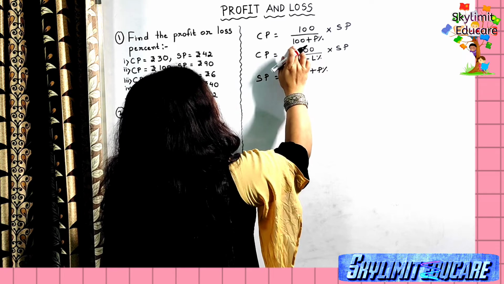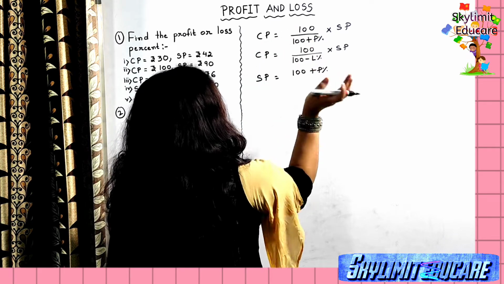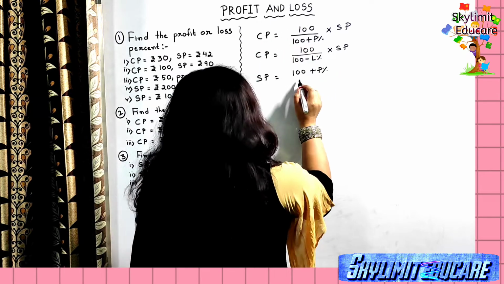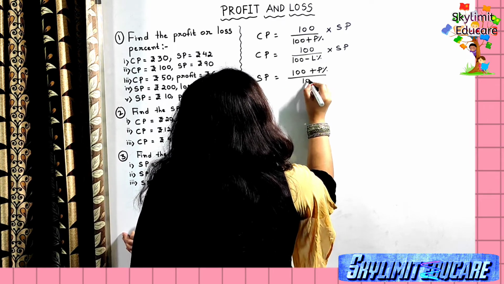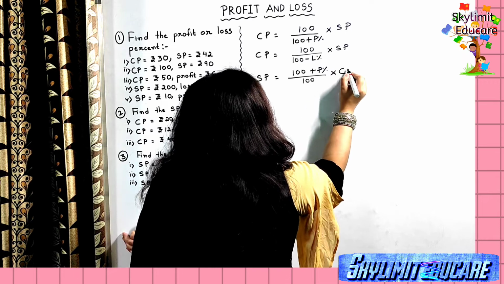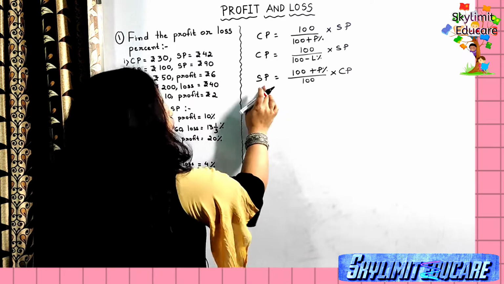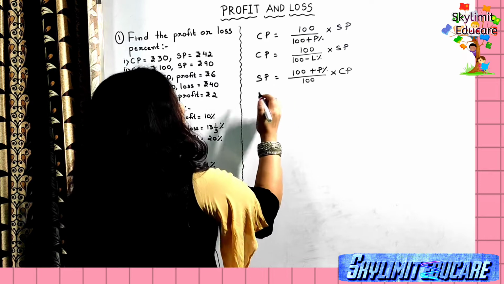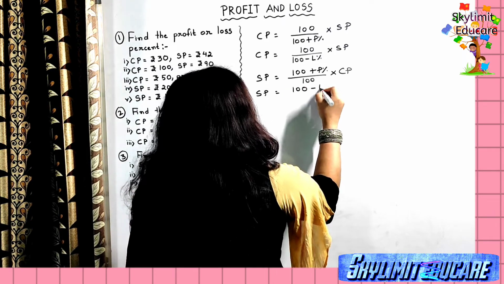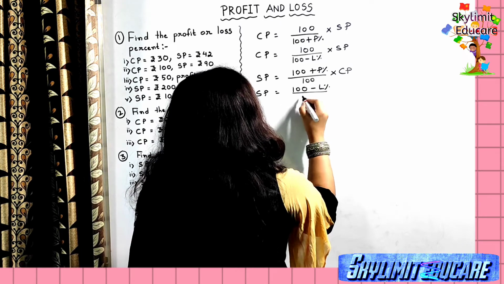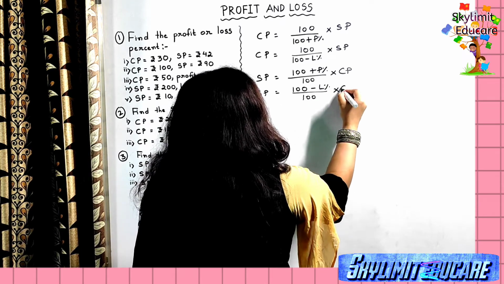100 plus profit percent will go up and 100 will come down. Just the reverse, we can say the inverse of this, right? By 100 multiplied to, in place of SP, CP, because here you have to find SP, so obviously CP will be given. Another formula is 100 minus loss percent by 100 multiplied to cost price.